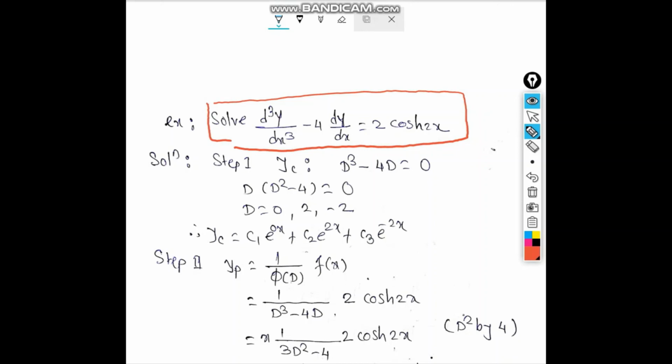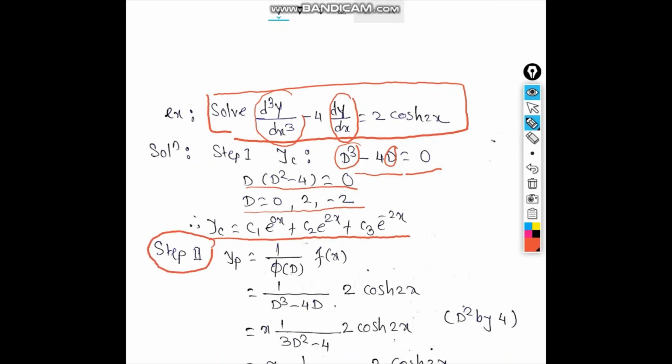So this d cube y by dx cube is taken as D cube, while dy by dx is taken as D. So it becomes D cube minus 4D equal to 0. Taking D as common, it becomes D into (D square minus 4) equal to 0. So the roots are 0, plus or minus 2. So there are three distinct roots. So we have yc as c1 e raised to 0x plus c2 e raised to 2x plus c3 e raised to minus 2x. That is about yc.